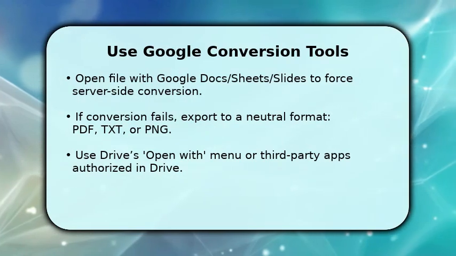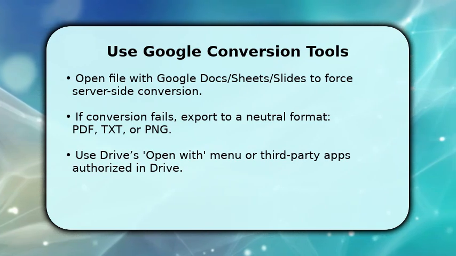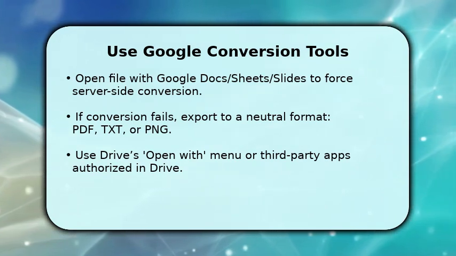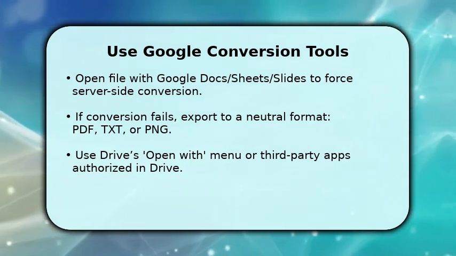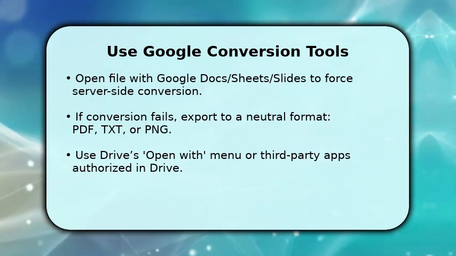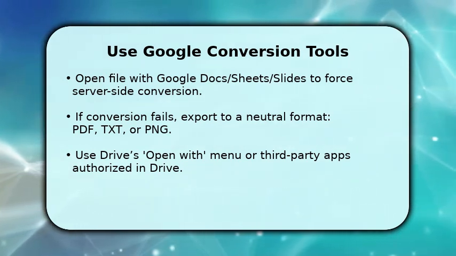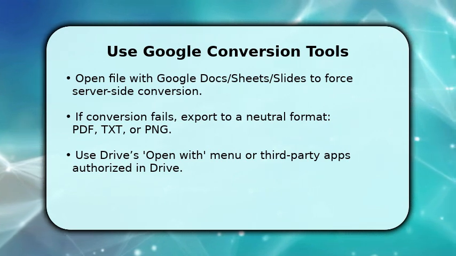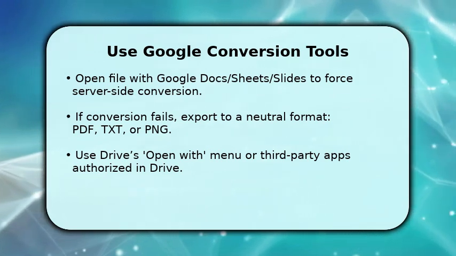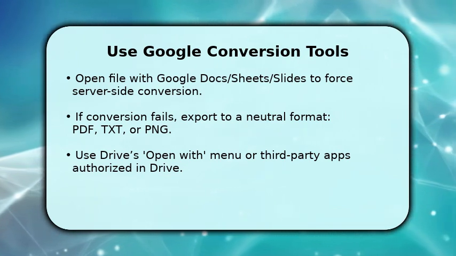You now force Drive's server-side converter to work for you. Open the file using Open with Google Docs or Sheets/Slides. Drive will run its conversion engine and create an editable copy. If that fails, export the source from your local machine to a neutral format like PDF or plain text, then upload and open that version.